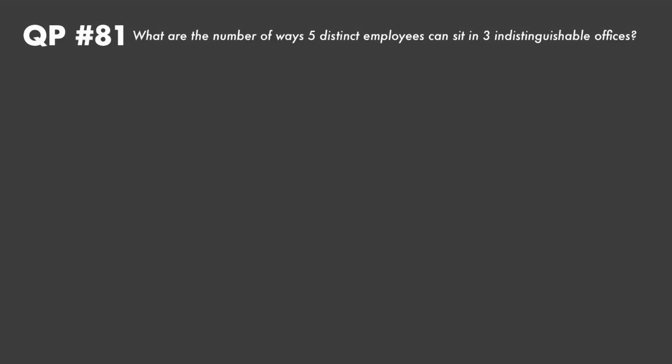Hello everyone, today let's take a look at Quantipus number 81, asking us what are the number of ways 5 distinct employees can sit in 3 indistinguishable offices. So why is this a set partitions question? Well, it just comes down to this word right here, distinct employees into indistinguishable offices, right? We're putting unique objects into identical boxes, basically.